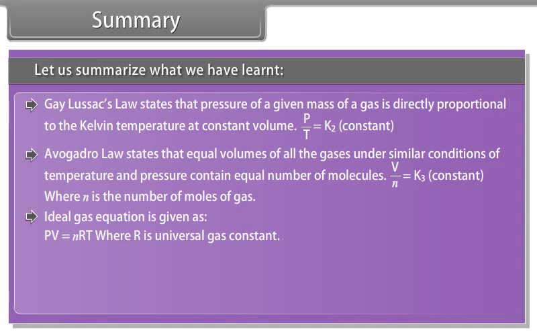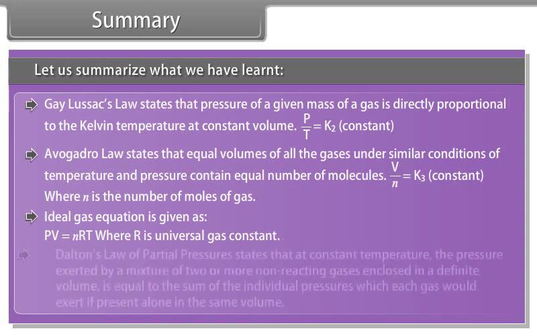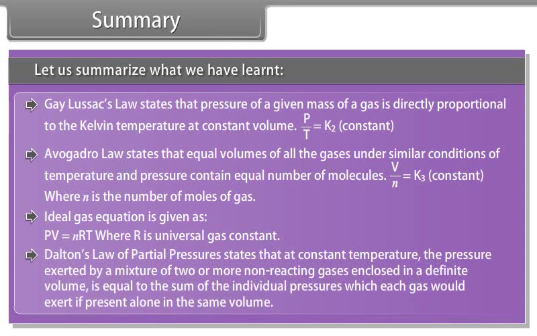Ideal gas equation is given as PV is equal to nRT, where R is the universal gas constant. Dalton's law of partial pressures states that at constant temperature, the pressure exerted by a mixture of two or more non-reacting gases enclosed in a definite volume is equal to the sum of the individual pressures which each gas would exert if present alone in the same volume.